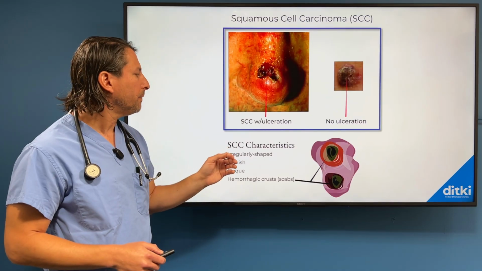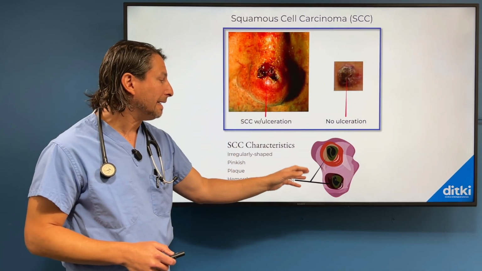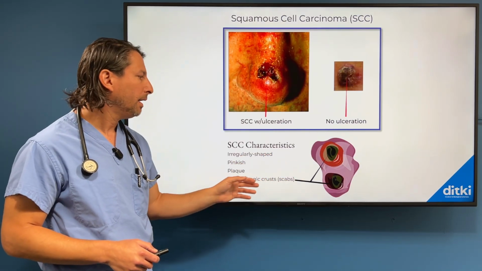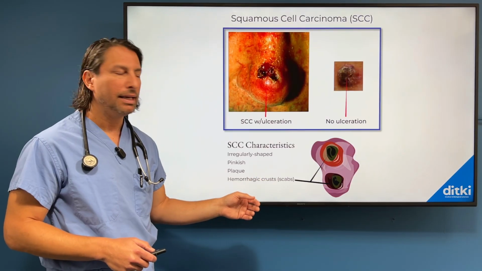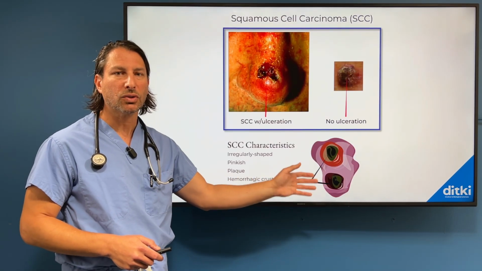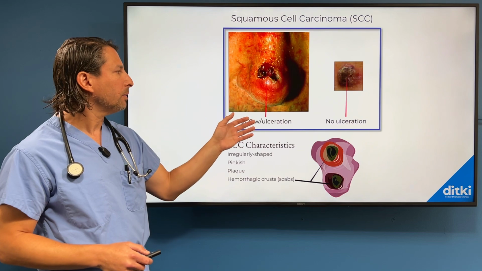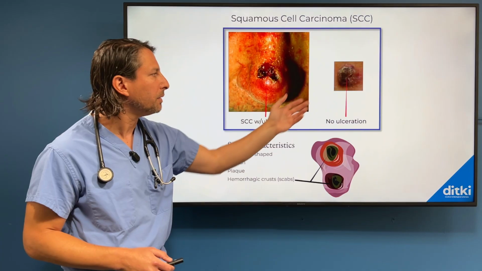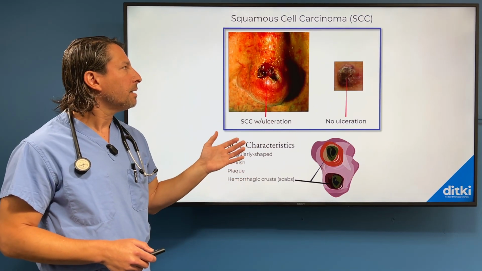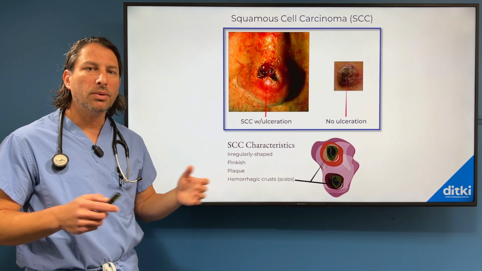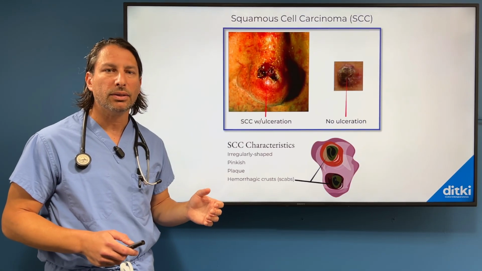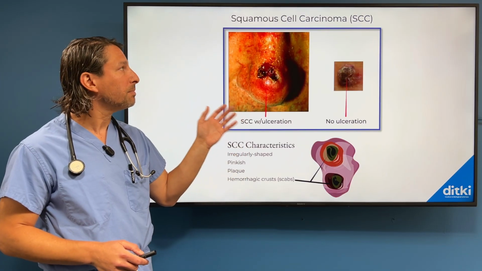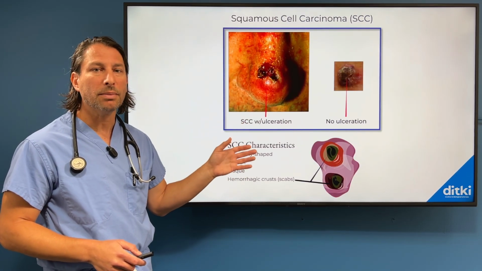Squamous cell carcinoma. So squamous cell carcinoma has an irregular shape, unlike the basal cell carcinoma. It's pinkish, it's a plaque, so it's elevated, and then it has these characteristic hemorrhagic crusts here. Here we show it with some ulceration there, and then here there's no ulceration, so you can appreciate it. A thing about squamous cell carcinoma is that immune suppression will increase the likelihood of cancer, of all types of cancers, but it especially increases the likelihood of squamous cell carcinoma.